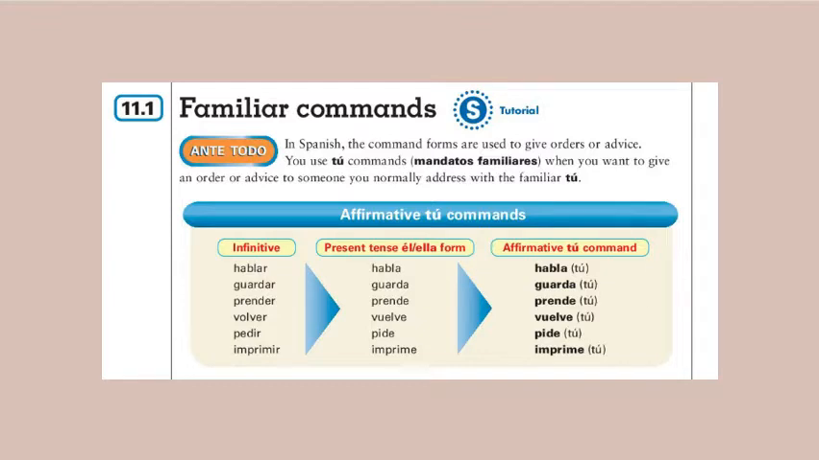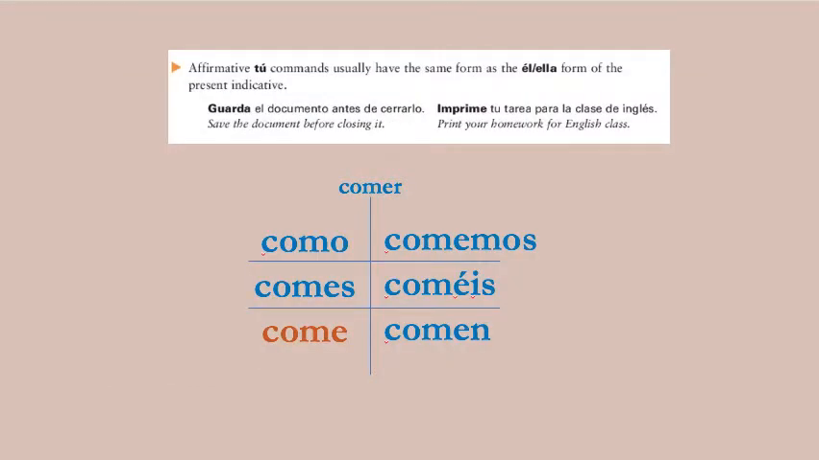Por ejemplo, hablar, tenemos habla, ¿no? The affirmative tú command is habla, speak. Guardar, tenemos guarda. Prender, prende. Volver, vuelve. Pedir, pide. Imprimir, imprime. So as I said, affirmative tú commands usually have the same form as él, ella, usted of the present indicative. Por ejemplo, comer, it will be come, eat this thing.